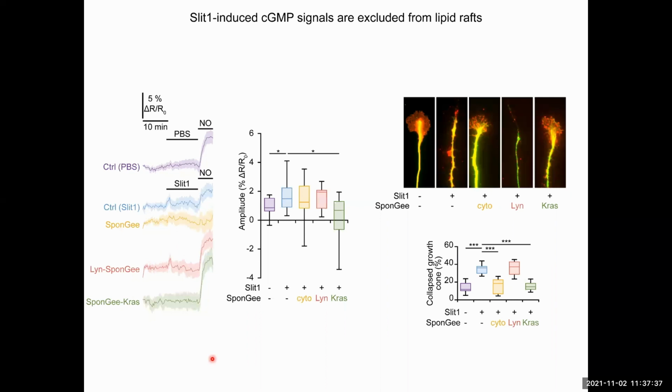To confirm that it is important for axon pathfinding and for the collapse induced by Slit1, we used again the same approach. We express sponge, either the non-targeted variant, the lipid raft excluded variant, or the lipid raft targeted variant. And sure enough, the cytoplasmic variant and the lipid raft excluded variant are sufficient to prevent the Slit1-induced growth cone collapse, not the variant of sponge that is restricted to lipid raft.